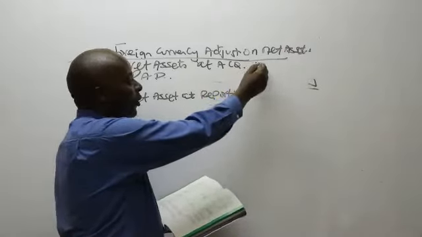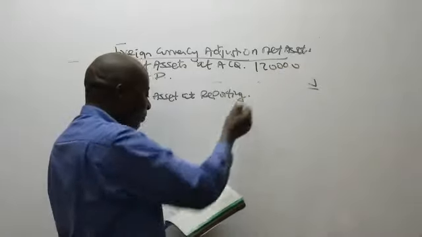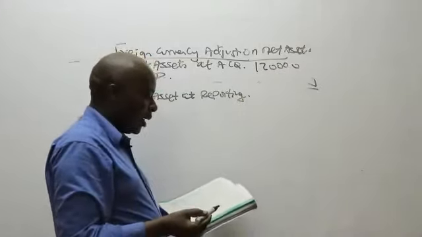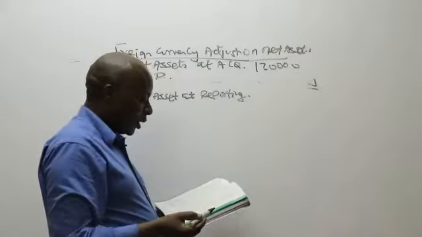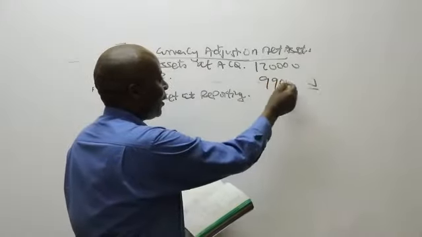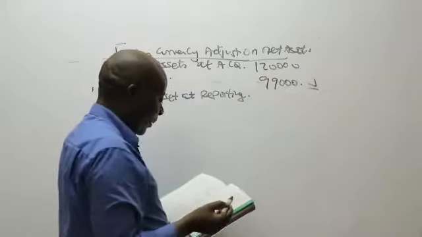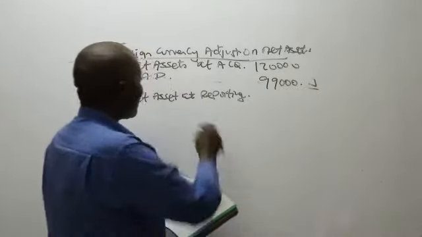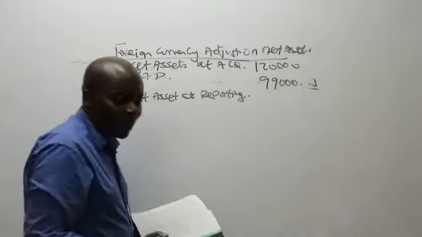It was coming to 120,000. How about the POP? What was the POP coming to? The POP was 99,000. Ladies and gentlemen, how about net assets at the year end? Net assets at the reporting, what were you getting?